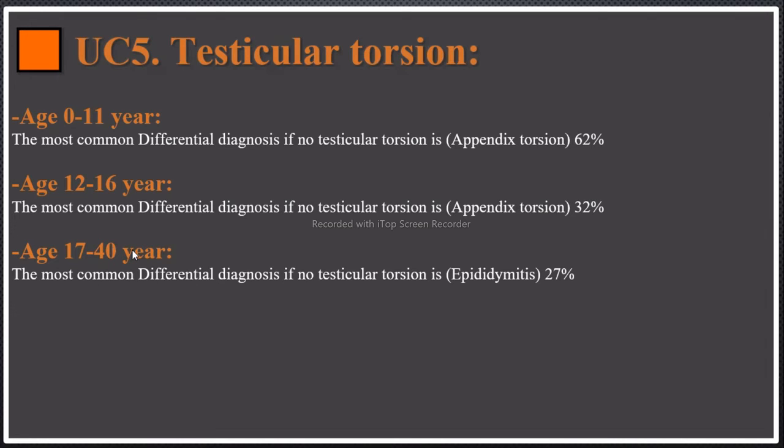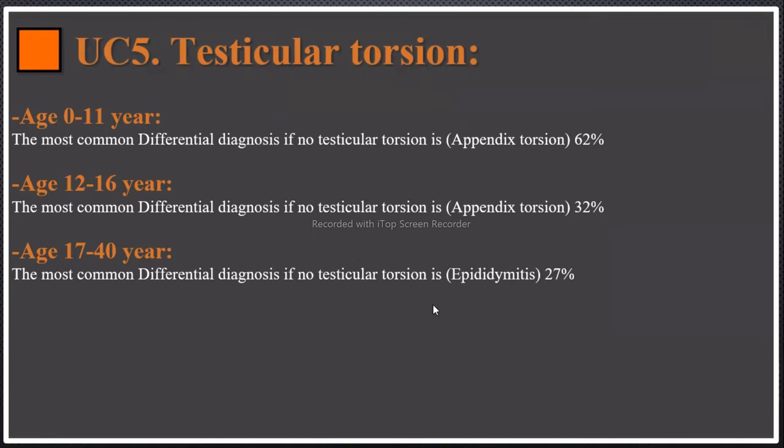From 17 to 40, what is the most likely diagnosis if no torsion? Epididymitis. So if they ask you what is the most common differential diagnosis if testicular torsion is ruled out, think about appendix torsion until age 17. If the age in the scenario is less than 17, it's appendix torsion. If it is more than 17, think about epididymitis.